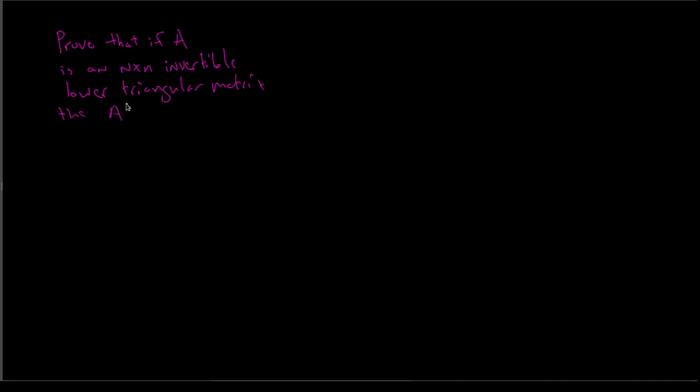Okay, we're going to look at Chapter 2, Section 1, and we're going to prove that if A is an n by n invertible lower triangular matrix, then A inverse is lower triangular.